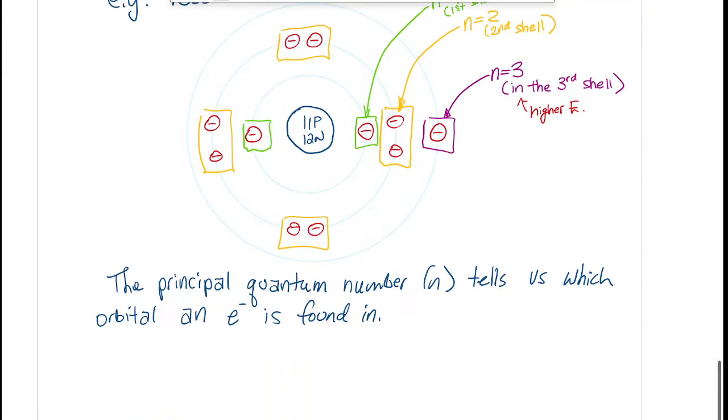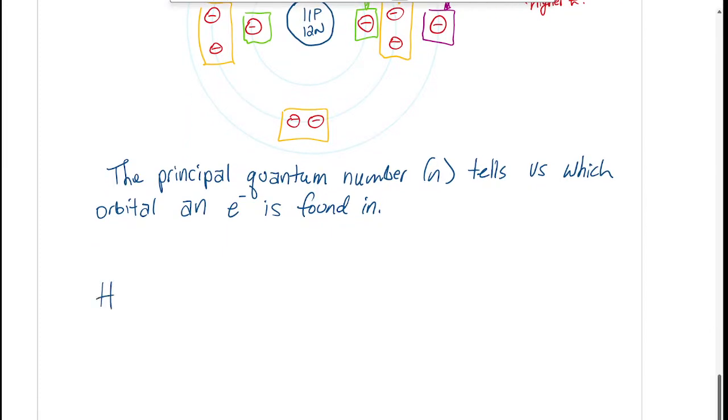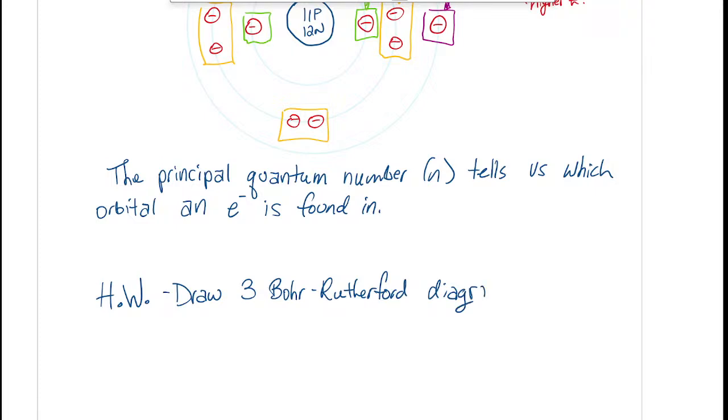So I'm going to give you some homework. Not major homework, some minor homework, but here's our homework. I want you to draw 3 Bohr-Rutherford diagrams, just like we did above. And if you need help drawing Bohr-Rutherford diagrams, you can look in your grade 9 notes, grade 10 notes, grade 11 notes, YouTube. You can come ask me. But draw 3 Bohr-Rutherford diagrams for any 3 elements. I don't care which you pick.